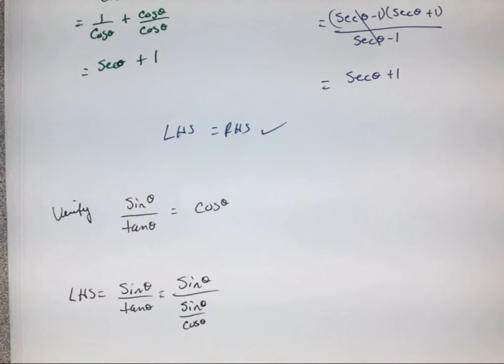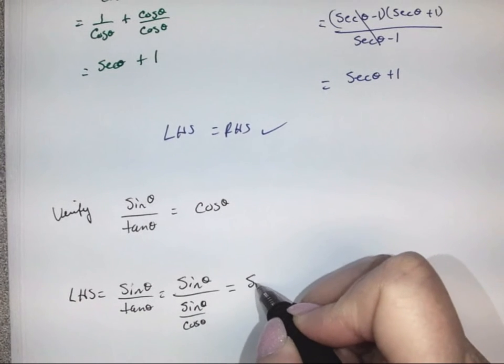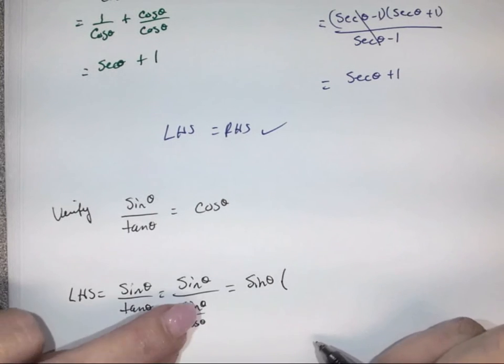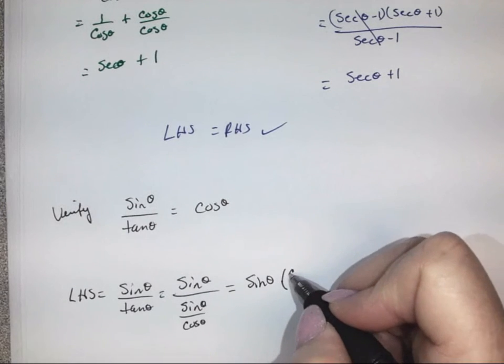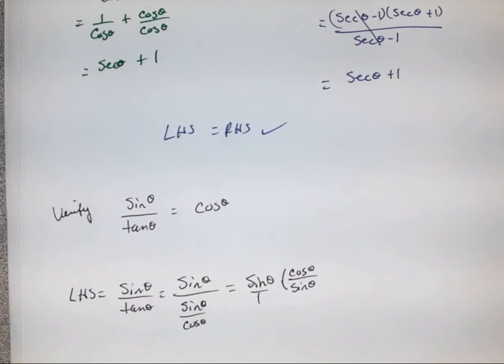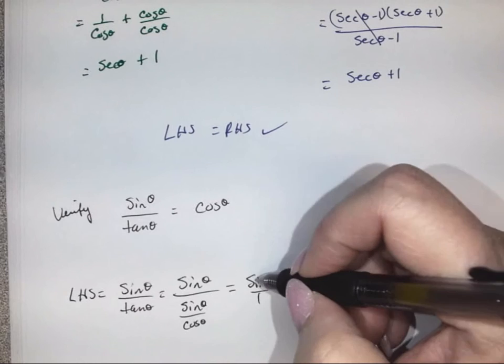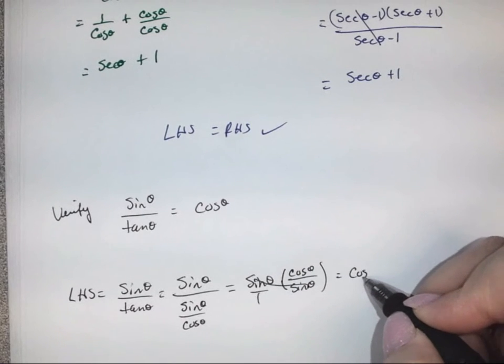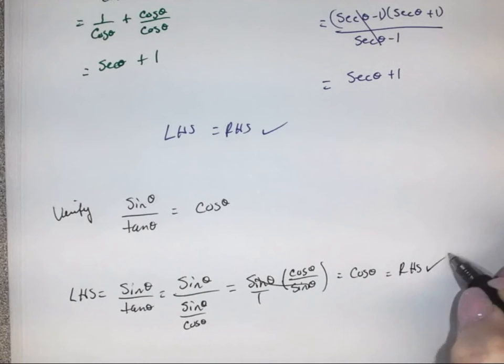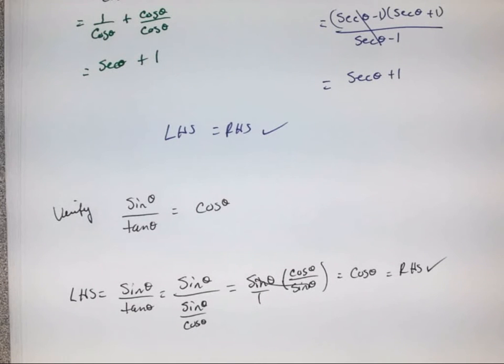Well, remember, we don't divide by fractions, we multiply by reciprocals. So we have sine theta times, and we'll do parentheses, the reciprocal of the bottom, so cosine theta over sine theta. Remember that sine theta is over 1, so our sine thetas will cancel, and we end up with cosine theta, which is equal to our right-hand side. So some of them are going to go really quick. You just got to pay attention to what you're doing.